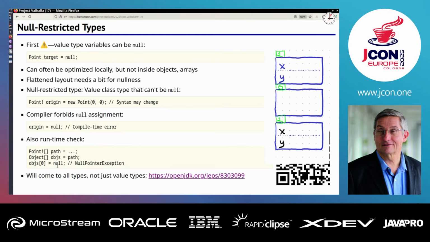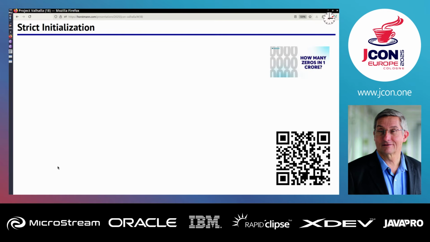By the way, this will come to all types, not just value types, and there's a JEP for it sometime soon. Now, the second exclamation mark that I had is that primitives are initialized with 0 bits, but that's not always good for objects. Like a local date that's initialized with all 0 bits is probably not so great, right? As a default, if you have an array of 1,000 local dates, do you really want them all to be January 1st, 1970? It's not clear.